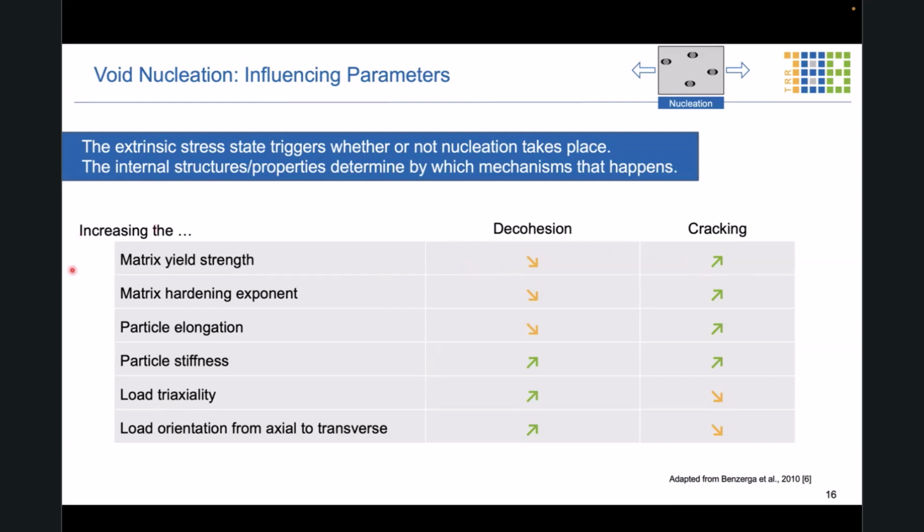The same holds true for increasing the matrix hardening exponent. You have less decohesion and more second particle cracking. Likewise, you understand how to read this table. And here you see that we've got also a couple of intrinsic and some further extrinsic parameters for which we have found those relationships.